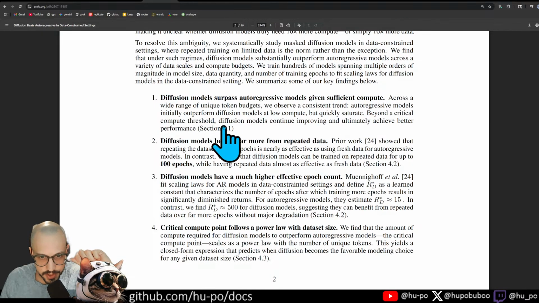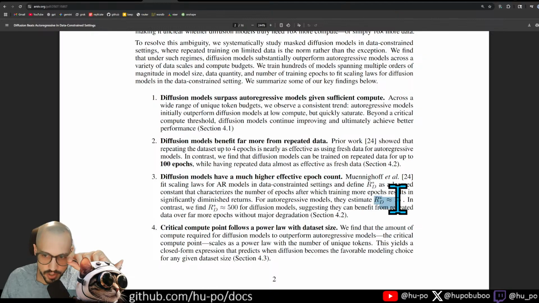Beyond a critical compute threshold, diffusion models continue improving and ultimately achieve better performance. Diffusion models benefit far more from repeated data. They have a much higher effective epoch count, right, which is how many times you're repeating. And this is almost 100x more, right?